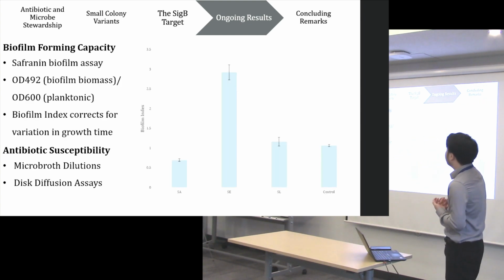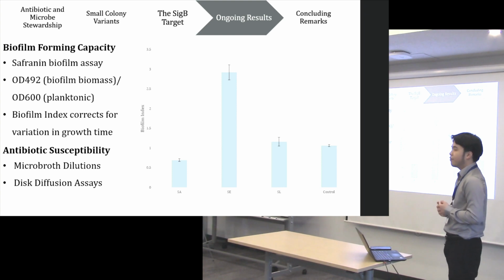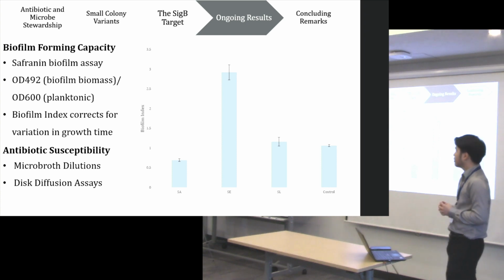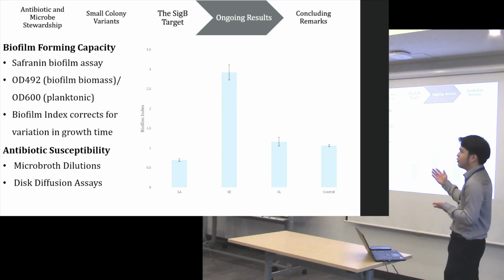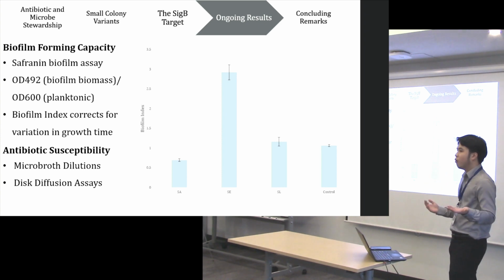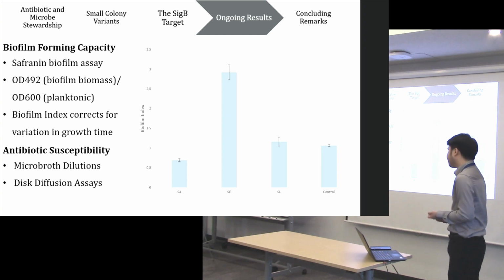For my preliminary results, I have been working on a safranin biofilm assay. This allows me to take advantage of what's called a biofilm index, where I take the optical density of the biofilm biomass divided by the planktonic optical density, and this corrects for variations in growth time. What this means is that I can compare wild type and SCVs despite them having completely different growth times. SCVs take about 72 hours, a long period of time to grow, whereas wild type will grow within 24 hours.